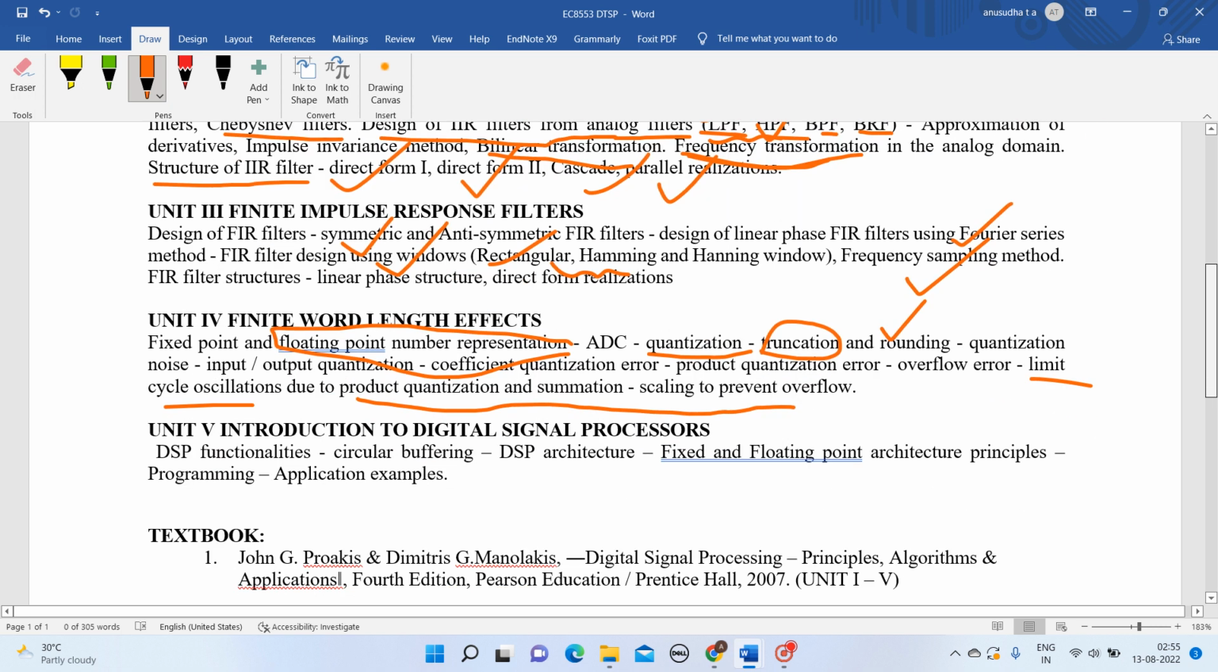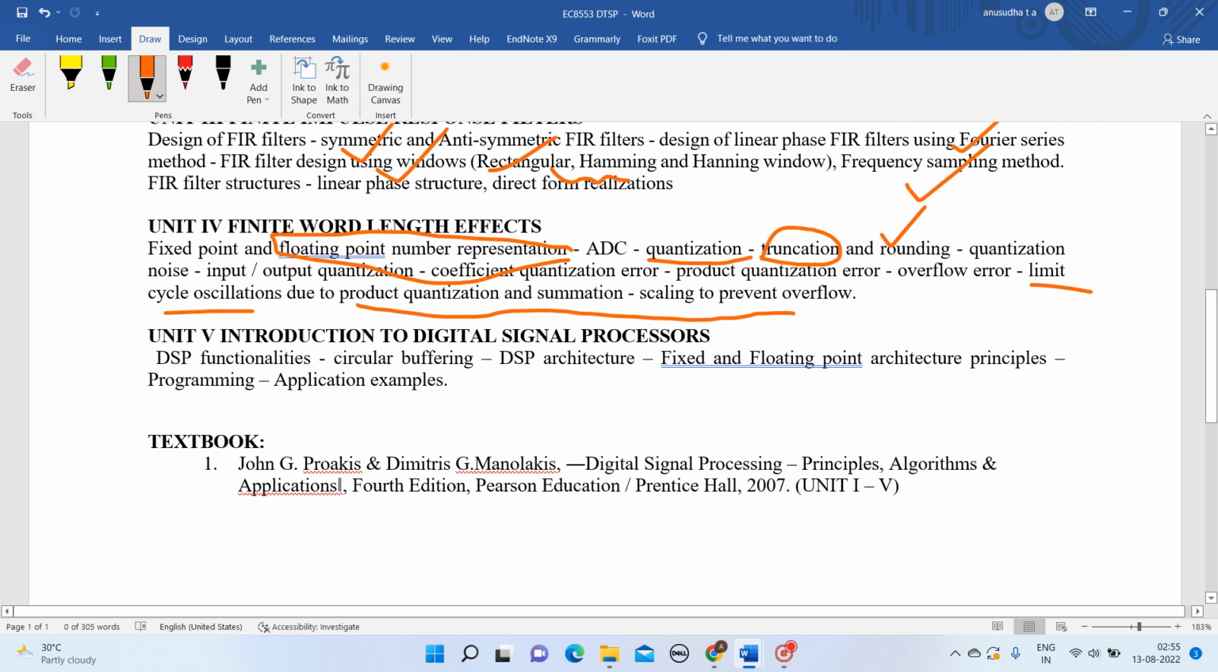The last chapter is Unit 5, Introduction to digital signal processors. Here we are going to discuss the structure of the DSP, digital signal processor. In this section, we are going to discuss DSP functionalities, circular buffering, DSP architecture, fixed and floating point architecture principles, and programming application examples.